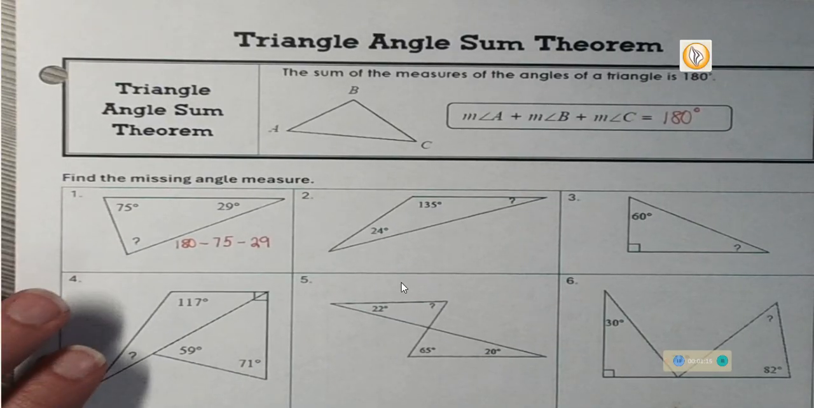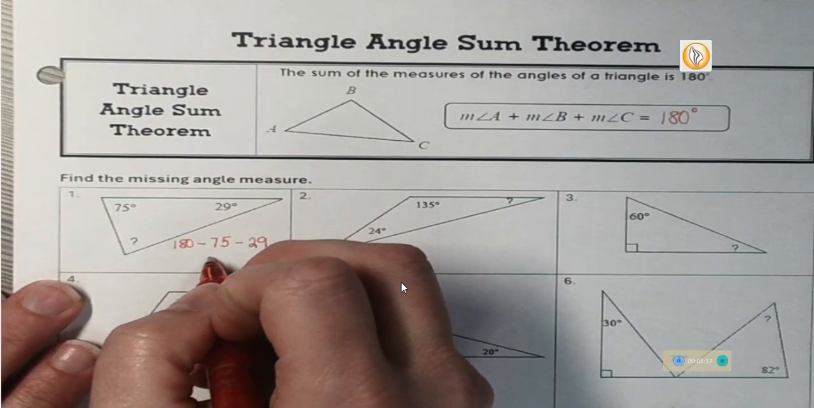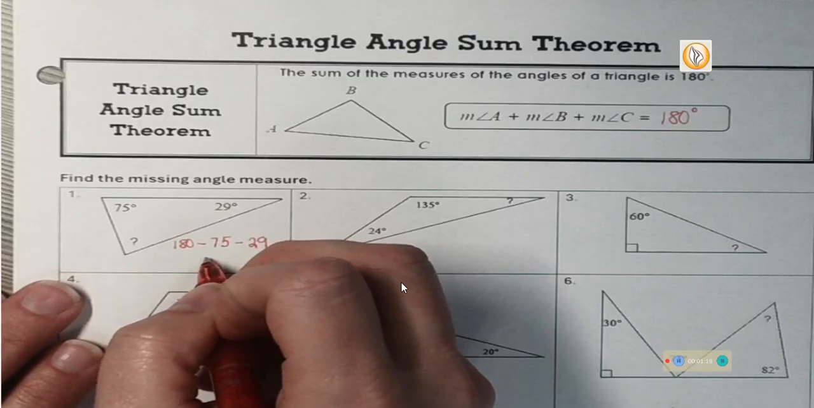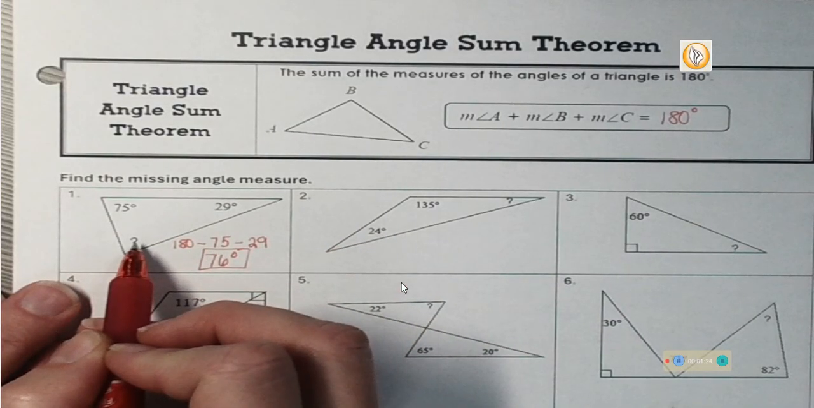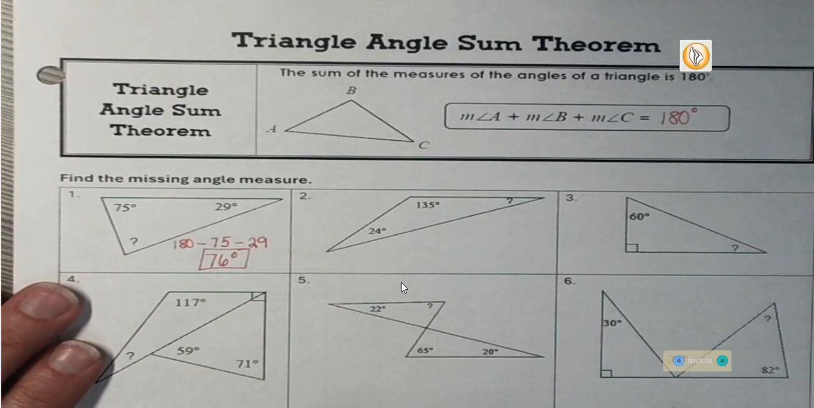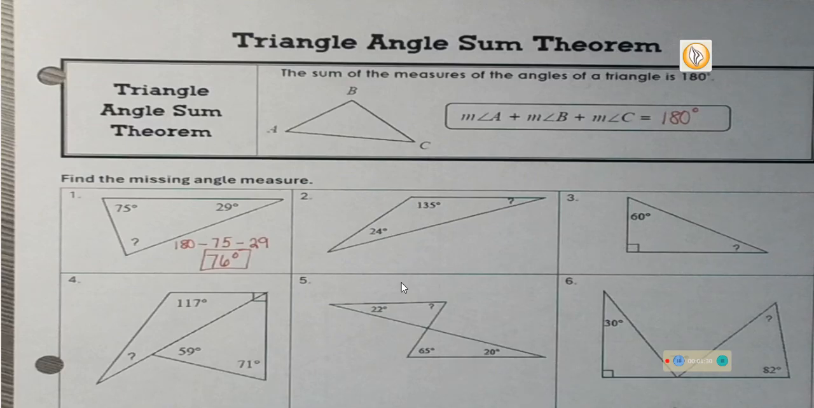And you help me out. What is 180 minus 75 minus 29? You got a calculator? 76 degrees, my friend says. So that angle would be 76 degrees. So now, yep, for all of these with just numbers, that's exactly what you do.